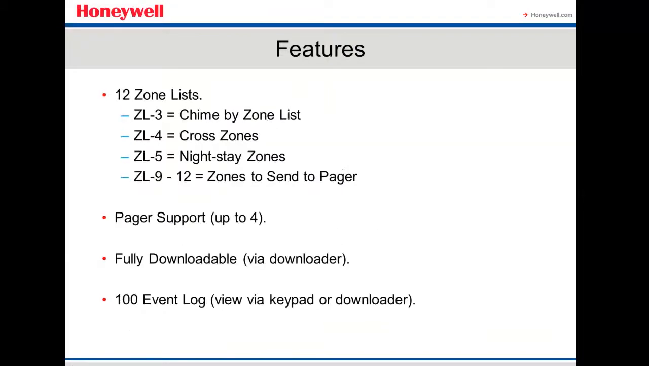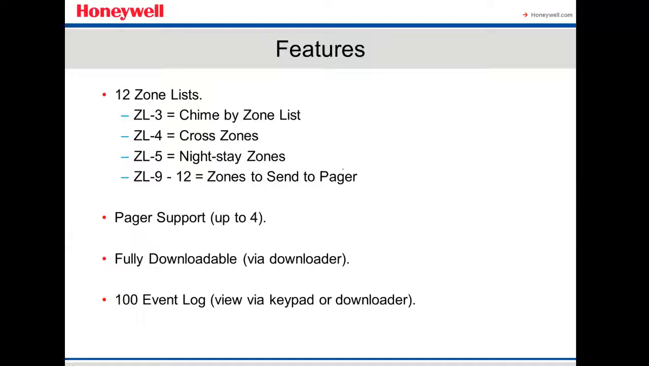It also has 12 zone lists, which come already set up by default from the factory, which you can use later, mainly for your relays or scheduling. For example, zone list number 3 is a chime by zone list, zone list number 4 is cross zones, etc. It also has pager support.